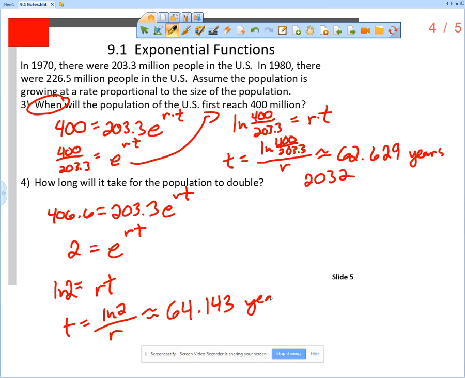64.143 years. Now, think about the question. How long will it take for the population to double? 64.143 years. So earlier, we should have answered during the year 2032 because it said when, and now we need to answer 64.143 years because it says how long. All right, so once again, still just pre-calc questions.